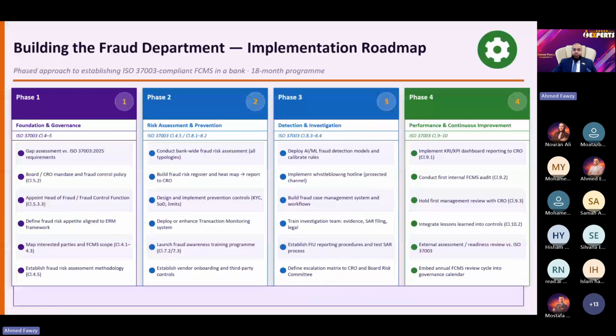When we speak about the plan, we recommend that it can be four phases. First, the foundation and governance, by establishing section number 4 and section number 5. Section 4 is the context of the organization. Let's determine the context of your organization, what you have inside it, and this is an extremely important part to establish the main issues, the context, the risk appetite, and perform a fraud risk assessment in this phase.